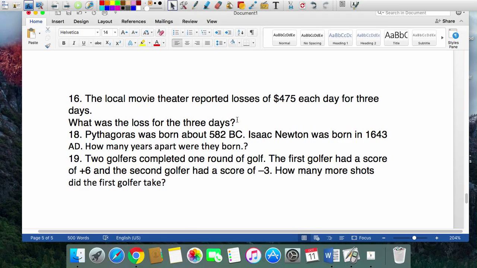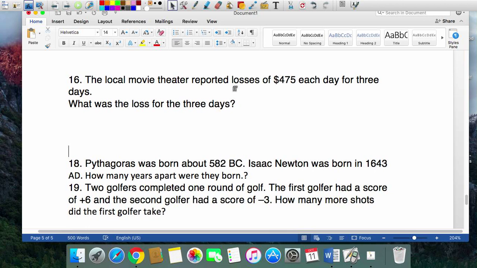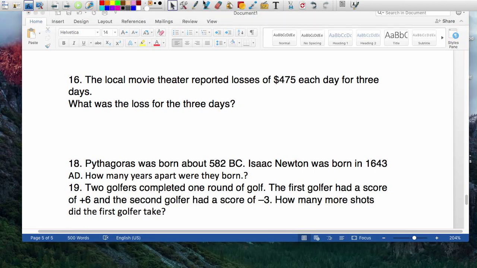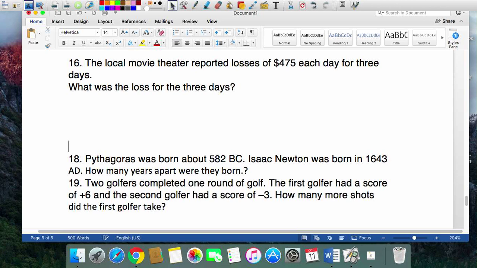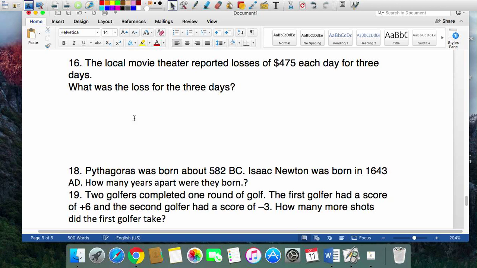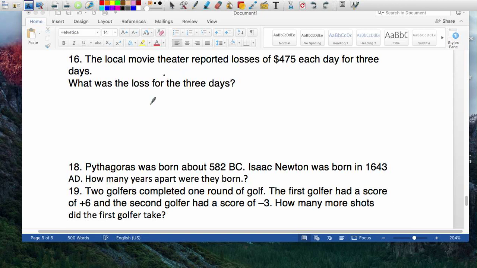16, the local movie theater reported losses of 475. Well, the theater has to pay for the popcorn, the lights, the video games, and all that stuff. The employees. So if they don't have enough people coming to watch, they can't cover. So every day they're losing $475. So let me just represent that with the integer negative 475.